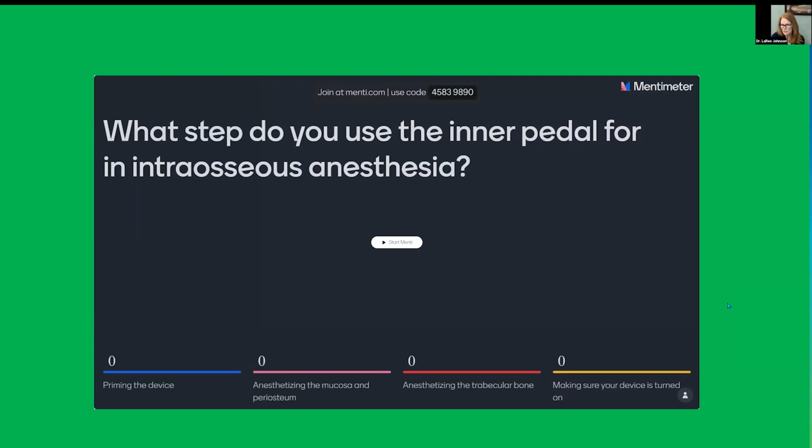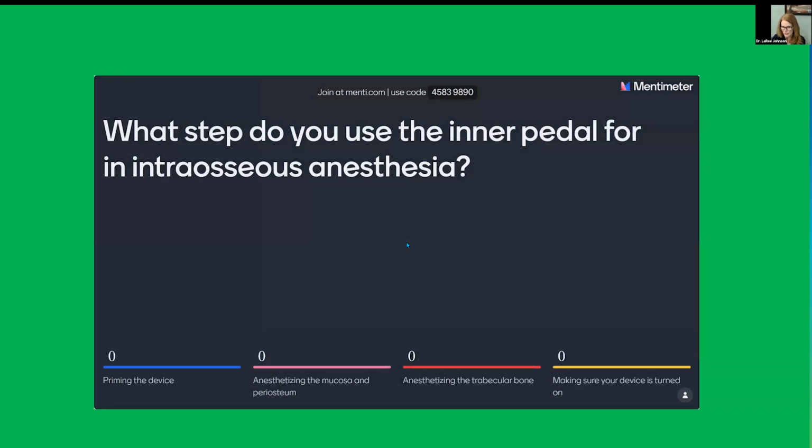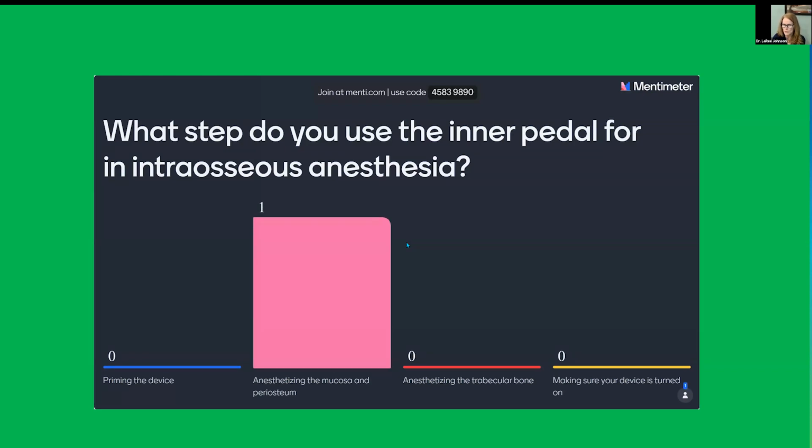So we're just going to do a little quiz because this is so important. And I'm going to just make sure everyone understands what we're doing here. So if you don't have a device, this is going to be a little bit more challenging. For those of you that do have a device, this is even more important, but there's a lot of confusion and I get calls. There's 2 pedals that we use. So when you are delivering via the inner pedal on your intraosseous anesthesia, what step are you doing? And it's okay, by the way, I can't see phone numbers or anything. It's completely anonymous. What step are you using?